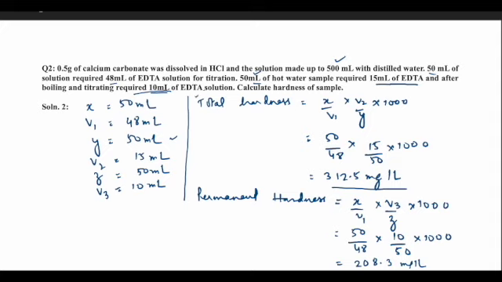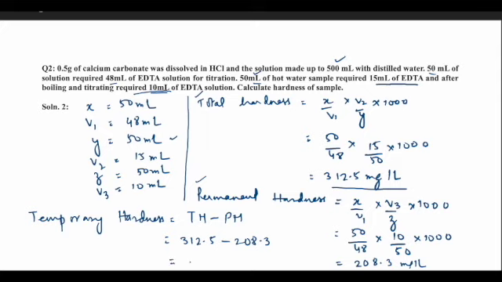So I've got the total hardness, I've got the permanent hardness. The only thing left for me to calculate is the temporary hardness, which is equal to total hardness minus permanent hardness. So that is 312.5 minus 208.3, which is equal to 104.2 ppm or 104.2 milligrams per liter. It's one and the same thing. So I write ppm over here also and milligrams per liter over here, so that you don't get confused.